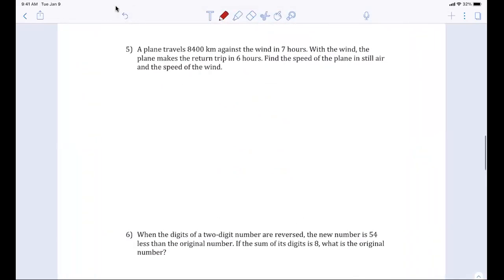A plane travels 8,400 kilometers against the wind and makes the return trip in 6 hours with the wind, right? So the plane plus the wind takes only how many hours? 6 hours. And the plane minus the wind takes what? 7 hours. And the distances are both the same.